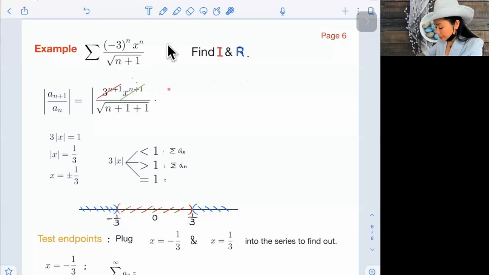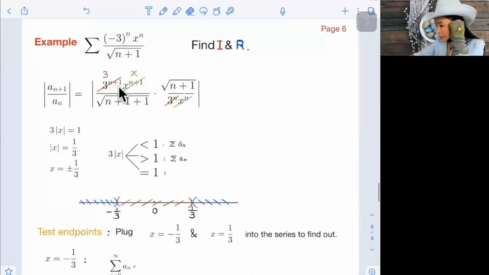So we're going to have square root of n plus 1 on top, okay? And then down here, what should I put down here? 3 to the n times x to the n. Yeah, you got it. Okay, and then absolute value of this, right? Now let's do the canceling. What happened to 3 to the n plus 1 over 3 to the n? Becomes 3. Yes, you got it. And what happened to x to the n plus 1 over x to the n? It becomes x. Okay, good.